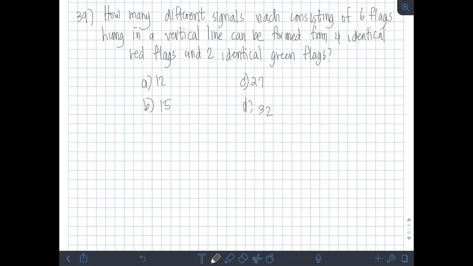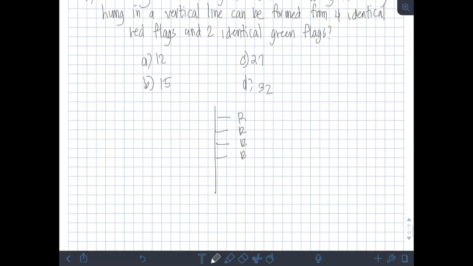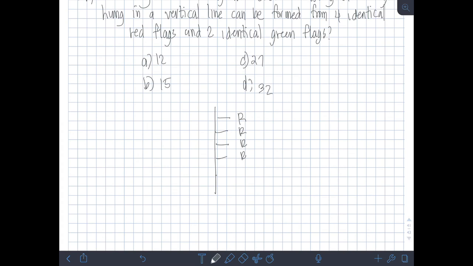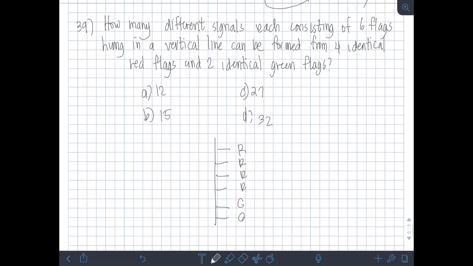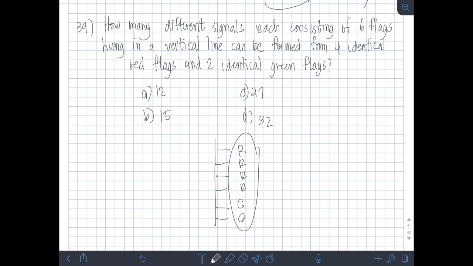Okay? Next, we have, how many different signals, each consisting of 6 flags, hung in a vertical line can be formed from 4 identical red flags and 2 identical green flags. So, nakahang daw sila vertically. Let's say meron tayong 4 identical red flags. So, 4 red, tapos 2 identical green flags. Sa ilang ways daw yung arrangement nitong 6 na flags in total kapag naka-arrange sila this way. So, kung mapapansin nyo, arrangement to.